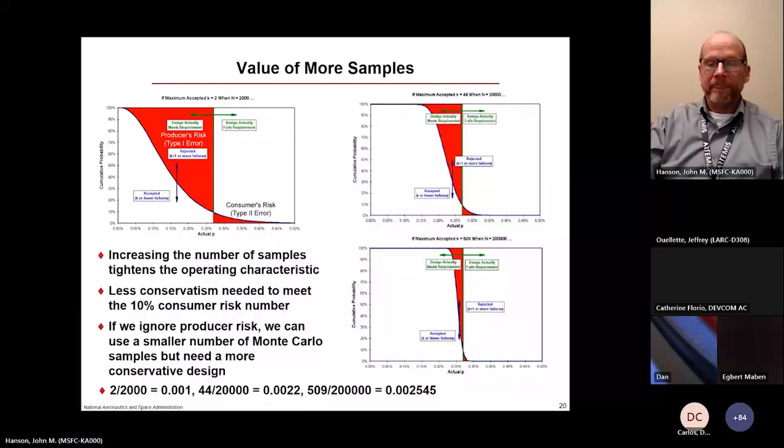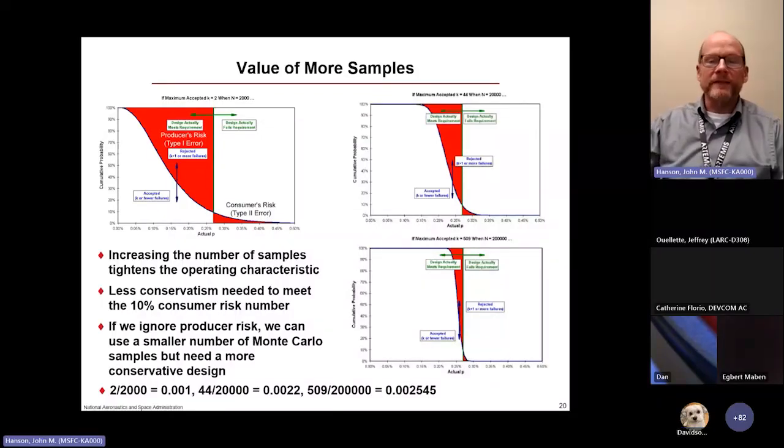Hey, John, we got a question. Are these acceptance criteria based on assuming any particular kind of distribution? They are not. It is only based on assuming that we have successes and failures. And we're looking at the binomial probability of successes and failures, and there's no assumption about the input distribution. That's kind of a little bit counterintuitive, I think.